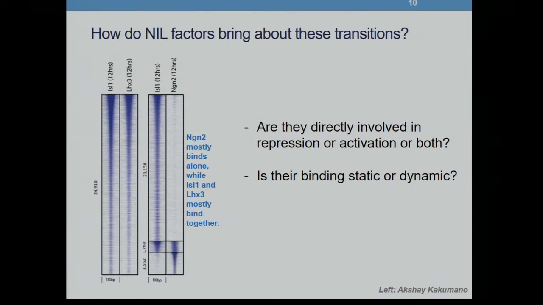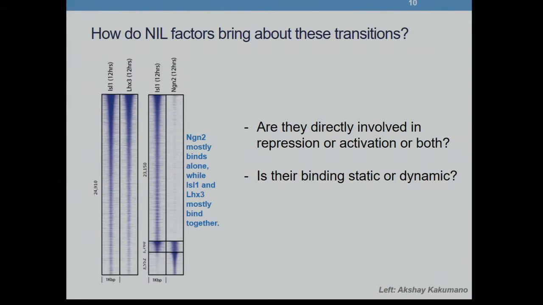While neurogenin 2 here mostly doesn't bind with Islet and LHX3. So you see this overlap, but in most cases, there is not much overlap between neurogenin and Islet and LHX3. So basically, we have two types of binding. We have Islet and LHX3 binding, and we have neurogenin binding. I should also mention that for neurogenin, we only did the ChIP-seq for 12 hours because later on the protein starts getting degraded.